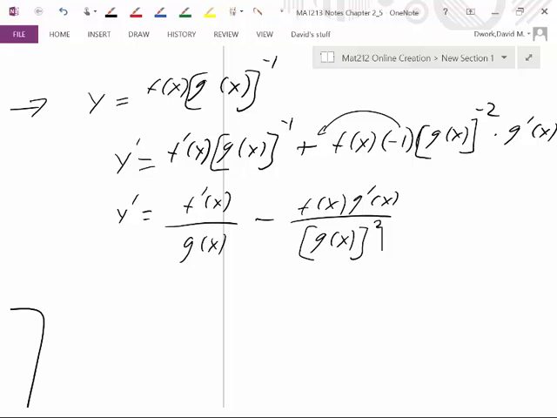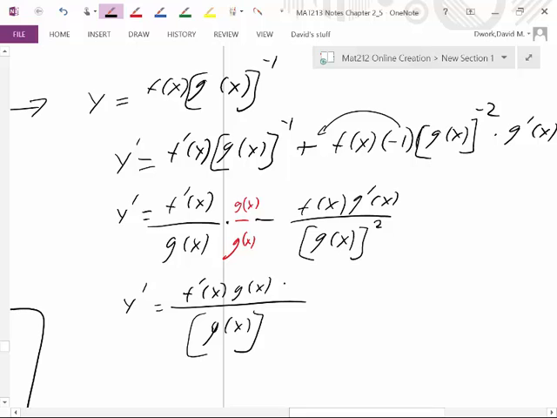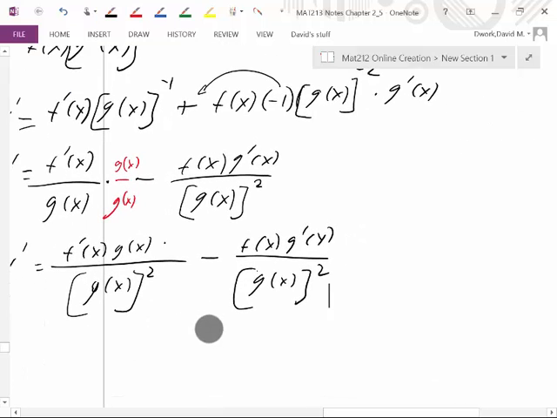Okay, so now the rules for adding and subtracting fractions says we have to have common denominators. So to give myself a common denominator here, I'm going to go ahead and give myself a little more space. I'm going to multiply this denominator here by g of x, but whatever I do to the denominator, to keep it balanced, I have to do it to the numerator. So therefore, that would leave me with y prime is equal to f prime of x times g of x over g of x squared minus f of x times g prime of x over g of x squared. So look at that, we've got our common denominators.